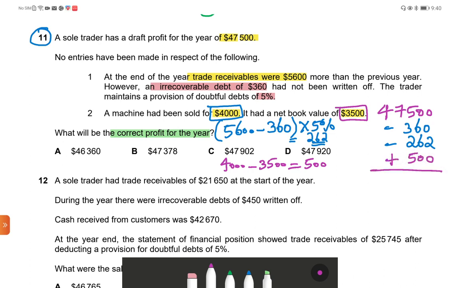So what is the corrected profit now? The corrected profit is 47,902. So the correct answer is C.